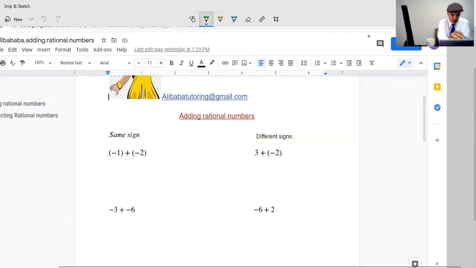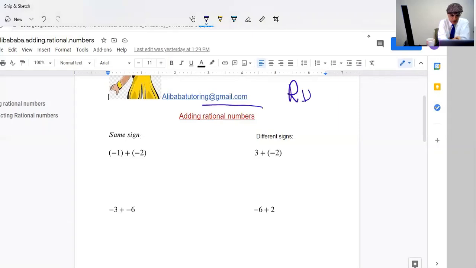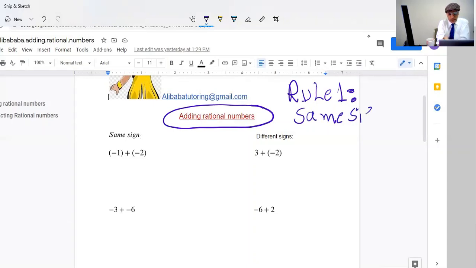Two rules, and we need to remember that. Okay, so rule one, and I'm just talking for addition now. All right, so there are two rules. So rule one is when I'm adding numbers that have the same sign. Same sign. Either they are both negative, like this example, or they can be both positive.